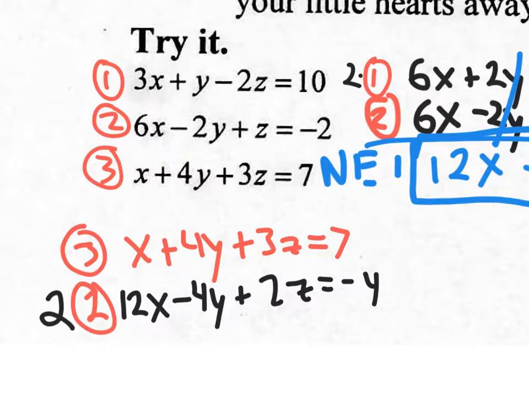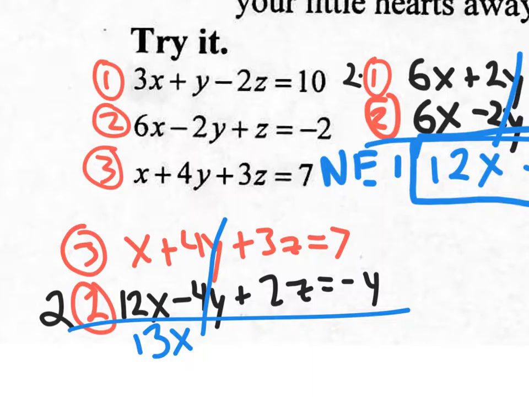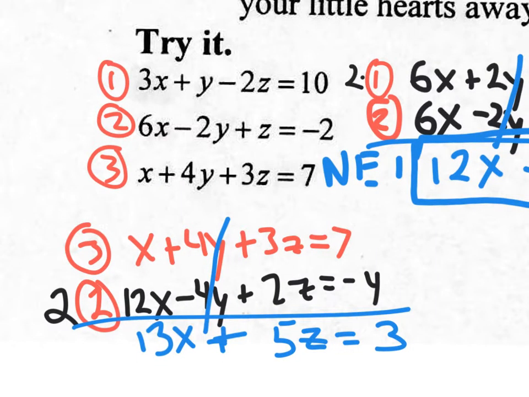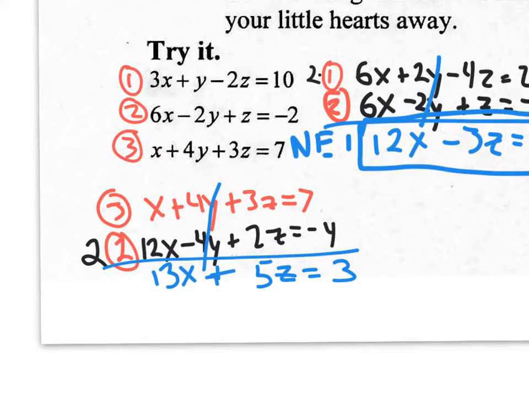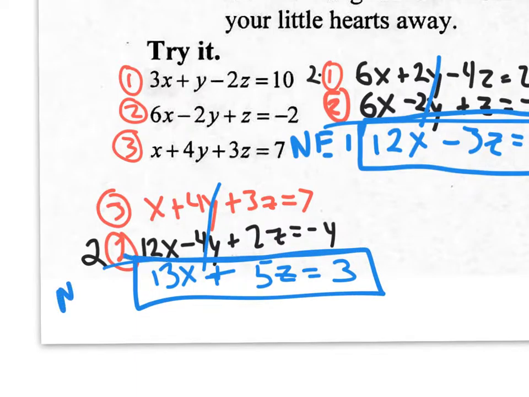We're using number 3, the one we haven't used yet. Now let's combine and cancel. So we have 13x, the y's cancel here, plus 5z equals 3. And ladies and gentlemen, let's box it in and call it new equation number 2.